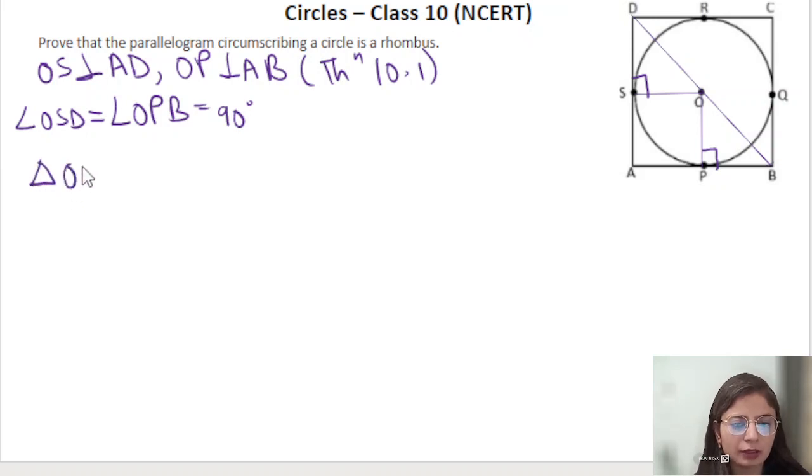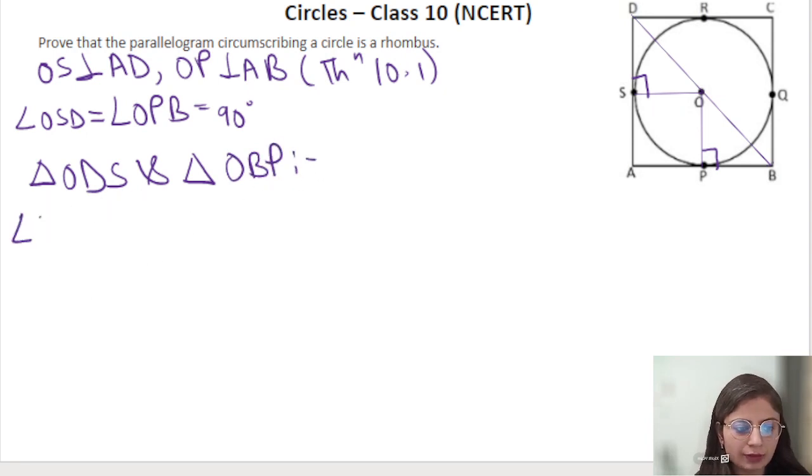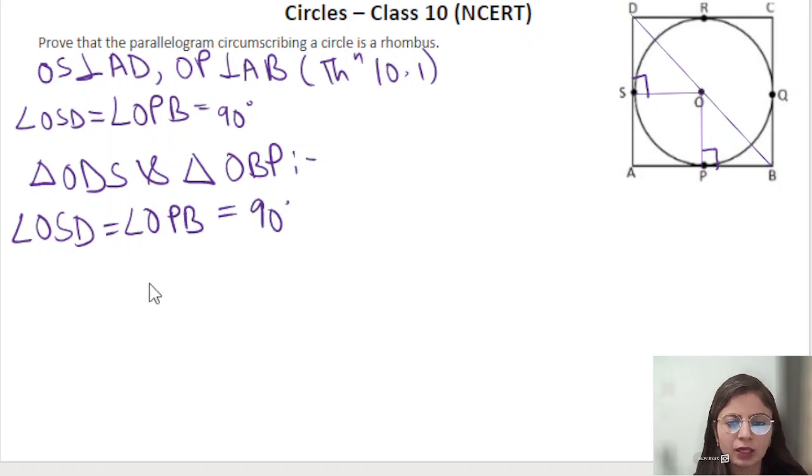Triangle ODS and triangle OBP. In these two triangles, I have this angle OSD equal to angle OPB, both are 90 degree, right? And OD equals to OB.